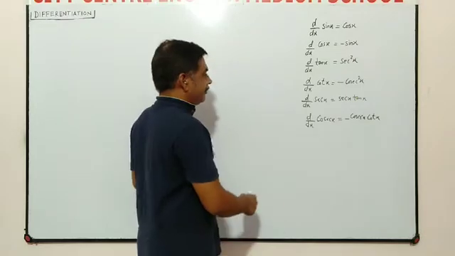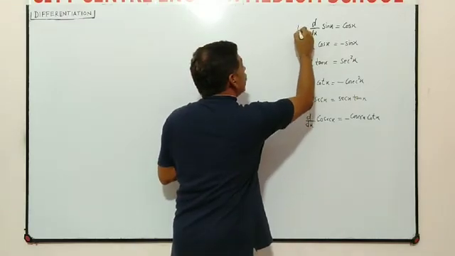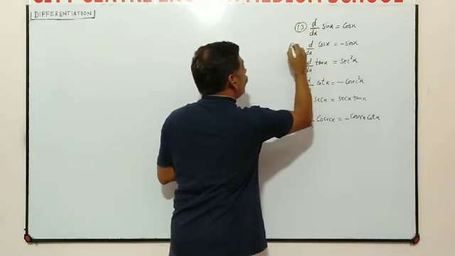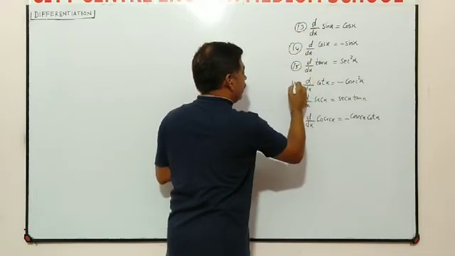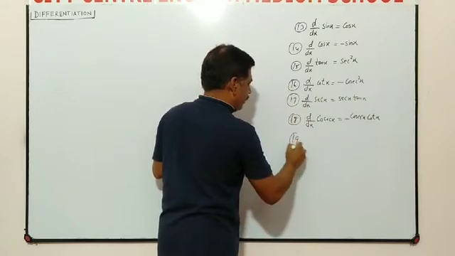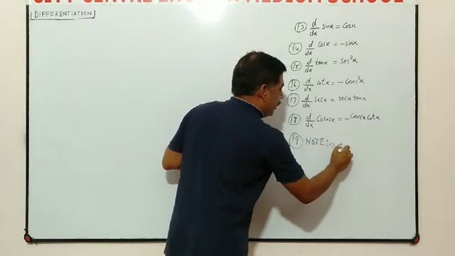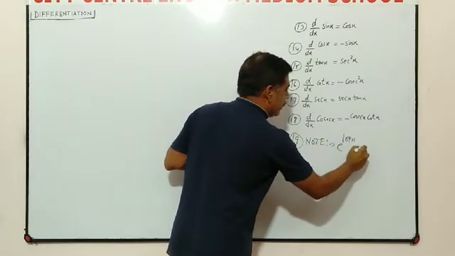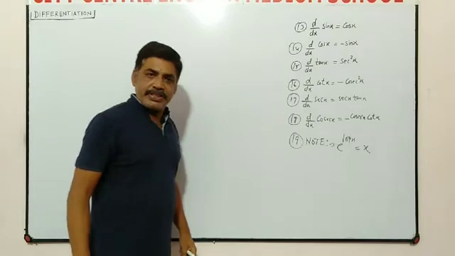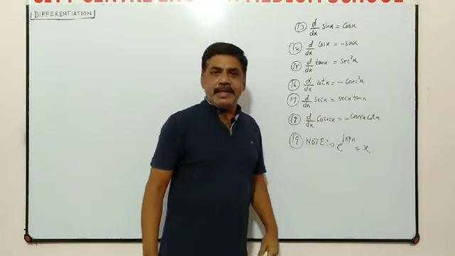Now one more thing, I think these are formulas 13, 14, 15, 16, 17, 18. One more note, you should know e raised to log x is always equal to x. The value of e raised to log x is always x.